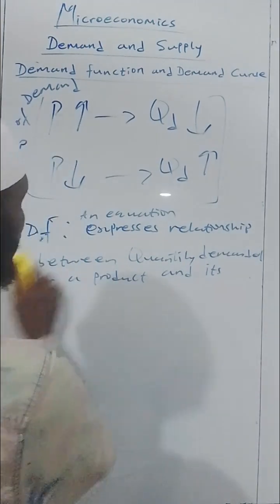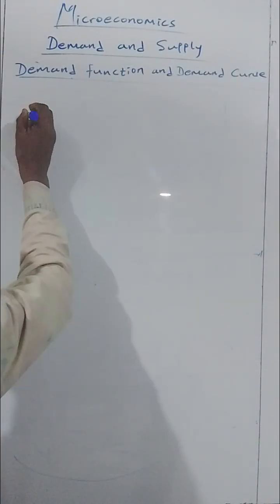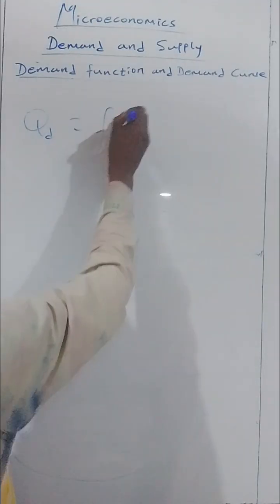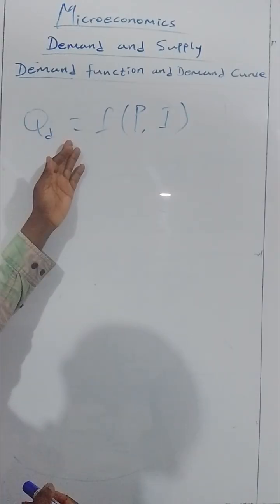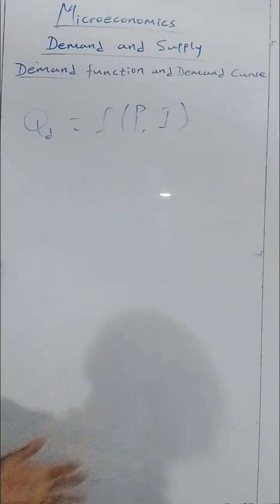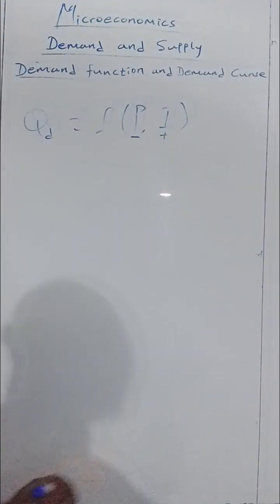So now, let's say we can also have QD as a function of, let's say, the price and I, which is income. That is, the quantity demanded depends on the price and income here. In other words, quantity demanded is negatively related to the price and positively related to the income, that is the consumer income. So this is also an implicit function because it does not show the form of the relationship, whether it's a linear form or non-linear form. Like I said before, we usually use a linear function.